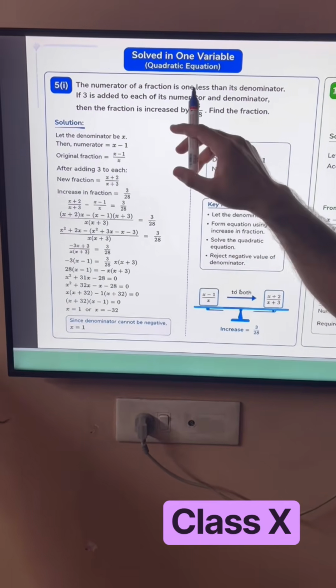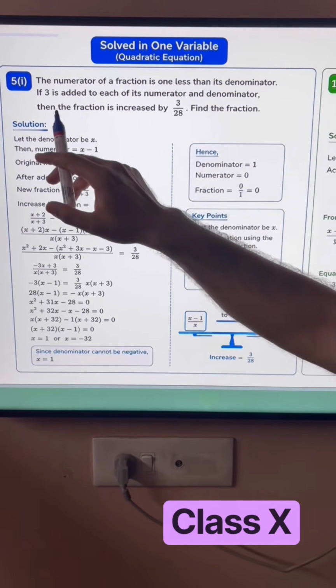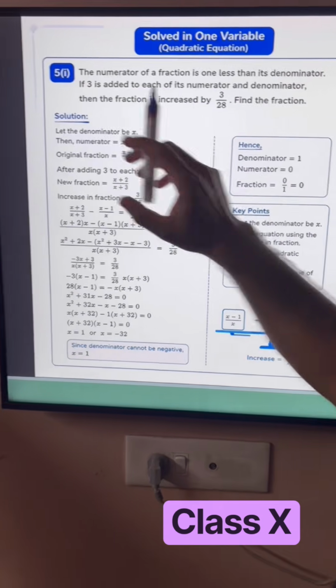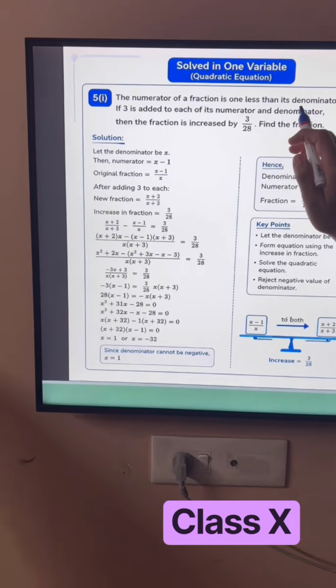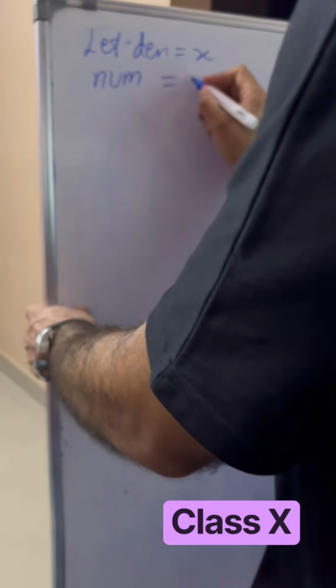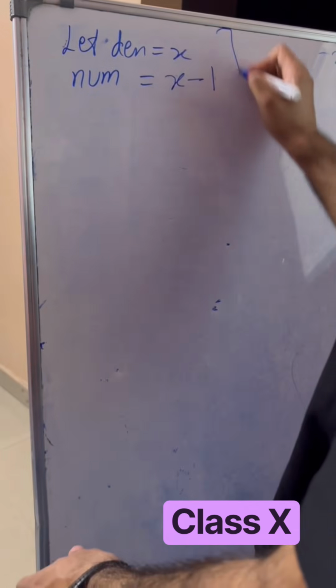The numerator of a fraction is 1 less than its denominator. 3 is added to each of the numerator and denominator, and the fraction is increased by 3 upon 28. Find the fraction. Now you have to see the numerator is given in terms of the denominator. So we will assume the denominator to be x and the numerator is 1 less than the denominator, so x minus 1. We will solve this with one variable.